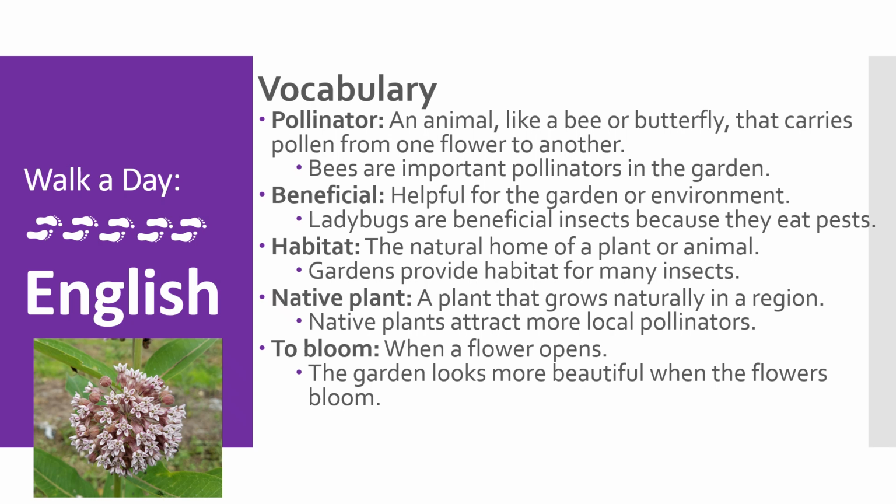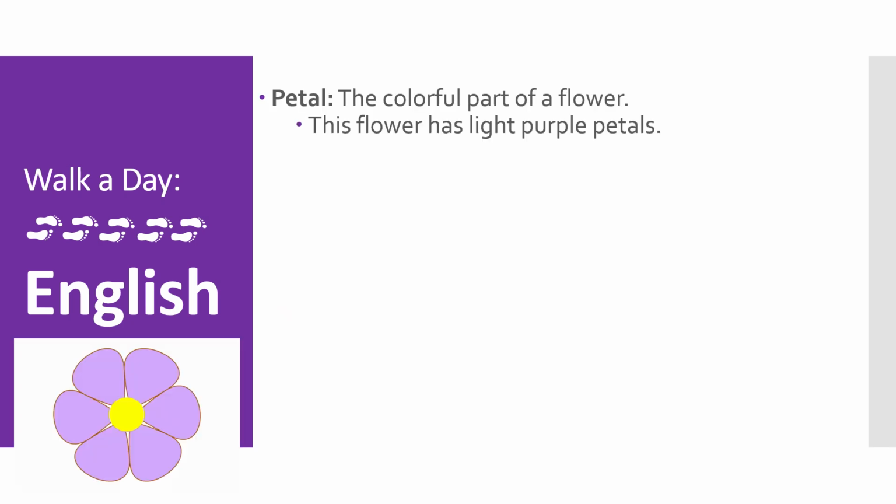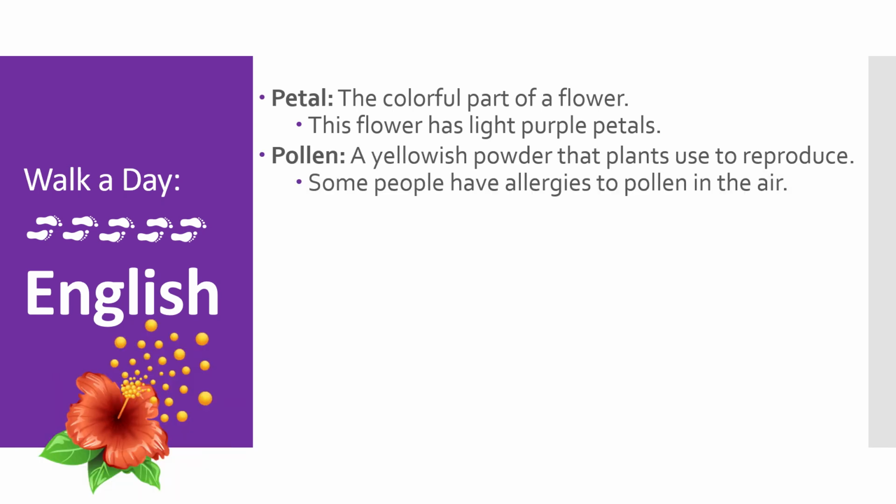To bloom, when a flower opens. The garden looks more beautiful when the flowers bloom. A petal. This is the colorful part of a flower. In this case, this flower has light purple petals. Pollen is a yellowish powder that plants use to reproduce. Some people have allergies to pollen in the air.